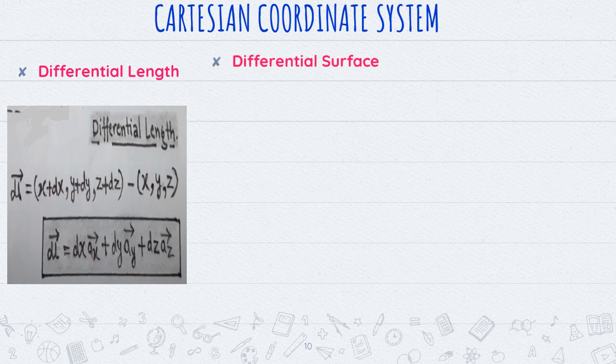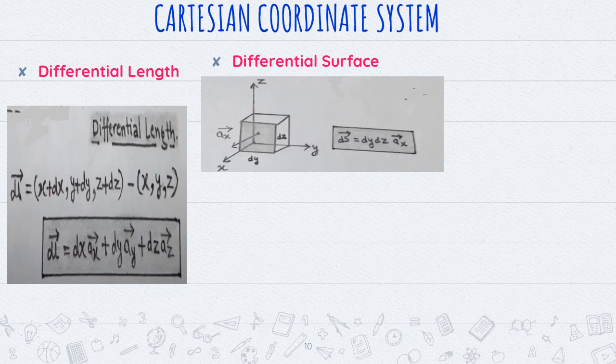Now comes the second element, that is differential surface. As you know already, the surface is nothing but the area, so a differential surface or differential area element can be defined. It is defined in terms of surface. You know that the surface of a rectangle is nothing but a into b, simply. Therefore, here we are having three dimensions: one along the x direction, second along the y direction, and third along the z direction. So we have three differential surface formulas.